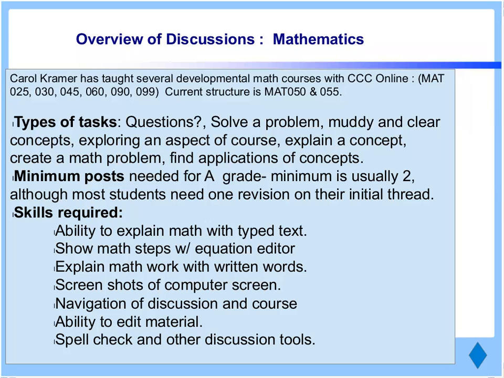For math, minimum posts needed for an A grade, the minimum is usually 2 posts, usually an initial thread, and then at least 1 meaningful reply to another student. But many students need at least 1 revision, so I would say that most students that get an A grade have at least 3 posts.